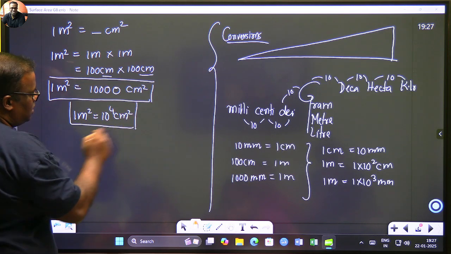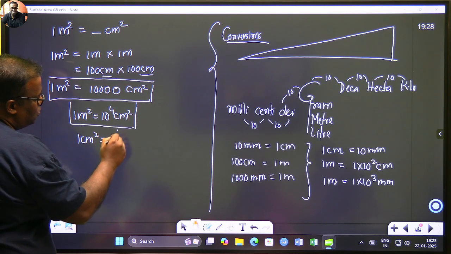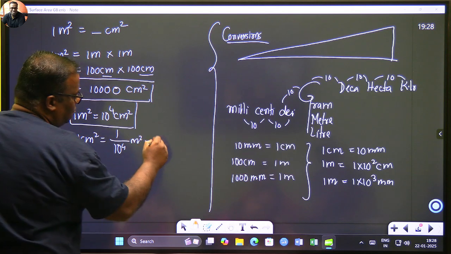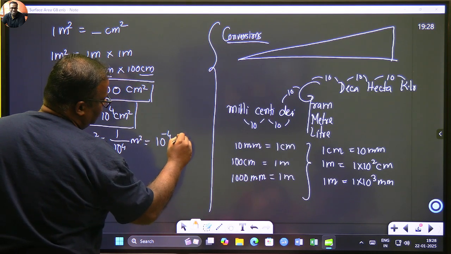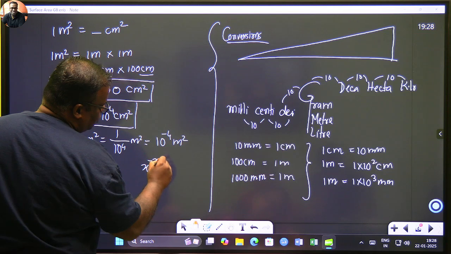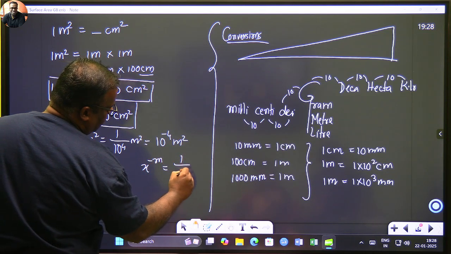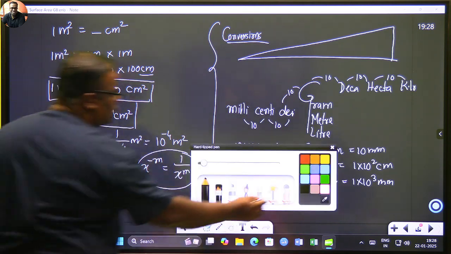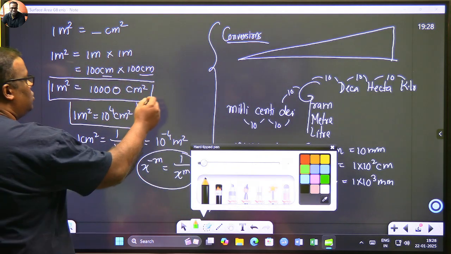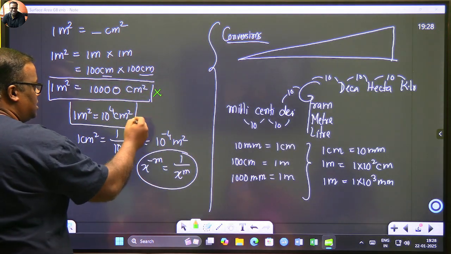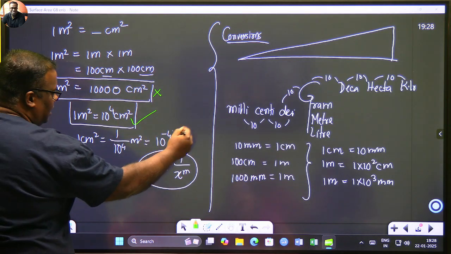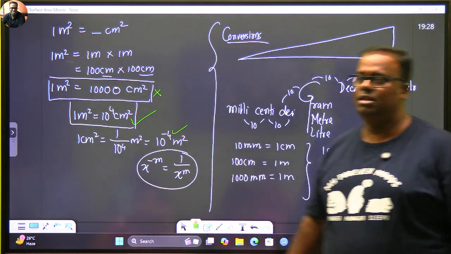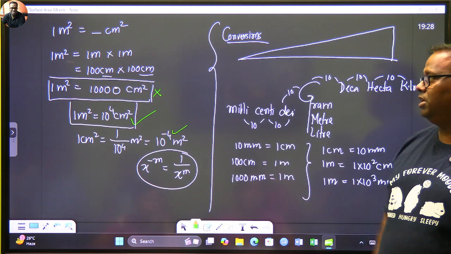Now if they ask you to reverse it, like what is 1 cm square, then it becomes 1 by 10 to the power 4 meter square. And you know 1 by 10 to the power 4 means 10 to the power negative 4 meter square, because in exponents we have learned x to the power minus m is 1 by x to the power m. Before going to grade 9, for me you all are already grade 9, stop using such big numbers, start accepting exponent formats. Life आपका easy होगा. ठीक है? That's why we learned standard format. Standard format लीजिए.